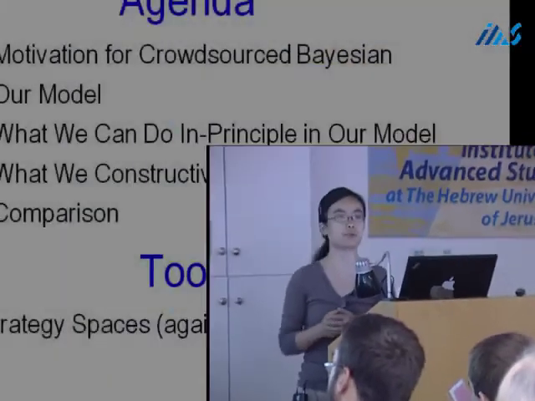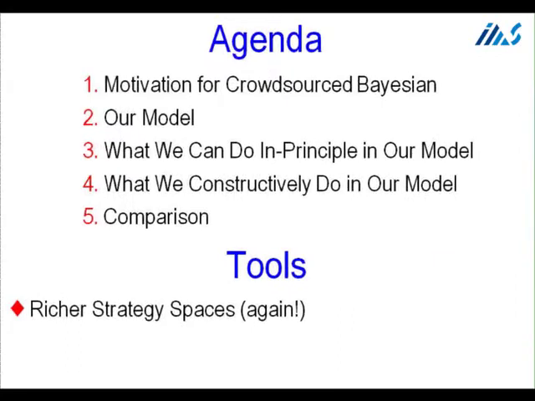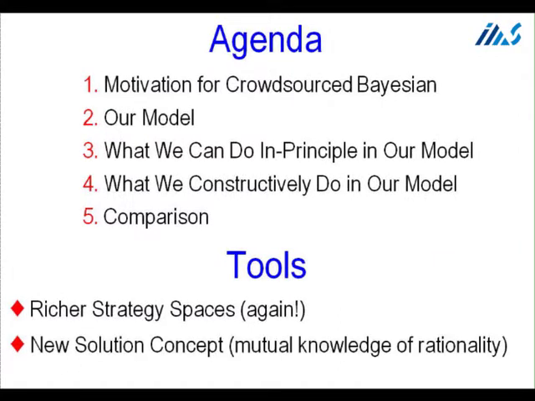Now, to talk about our result, it turns out that some tools are very important. And here they are. One is to design mechanisms with a richer strategy space. Well, we have seen this tool again and again in the literature of mechanism design. And here is another example. Another tool is what we propose, a new solution concept, which essentially depends on neutral knowledge rationality. We are going to see these tools during our talk about our result.